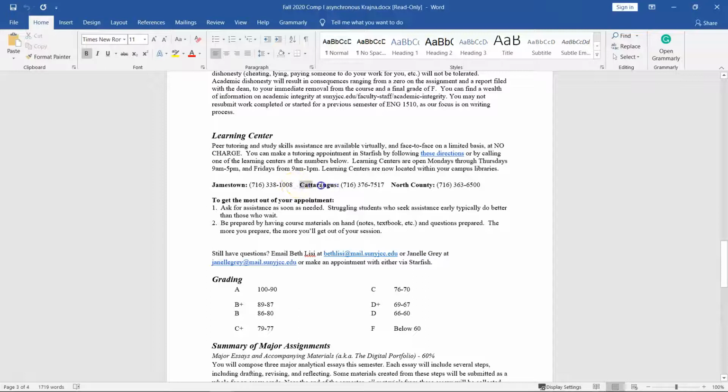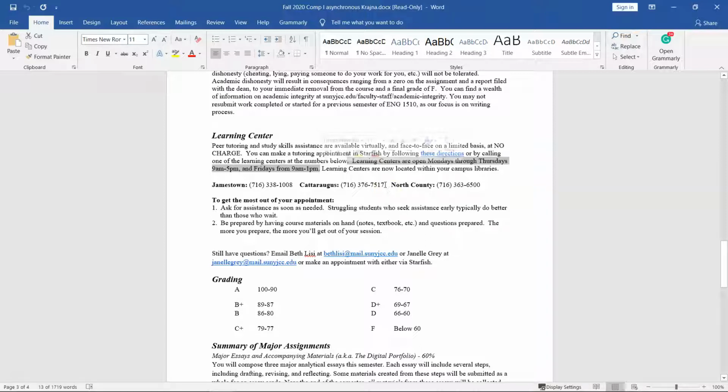Here's the one for our campus. For the Olean campus, you can always call them. They are open Mondays through Thursdays, 9 to 5 p.m., and Fridays from 9 a.m. to 1 p.m. And keep in mind that the Learning Centers are now located within our campus libraries.